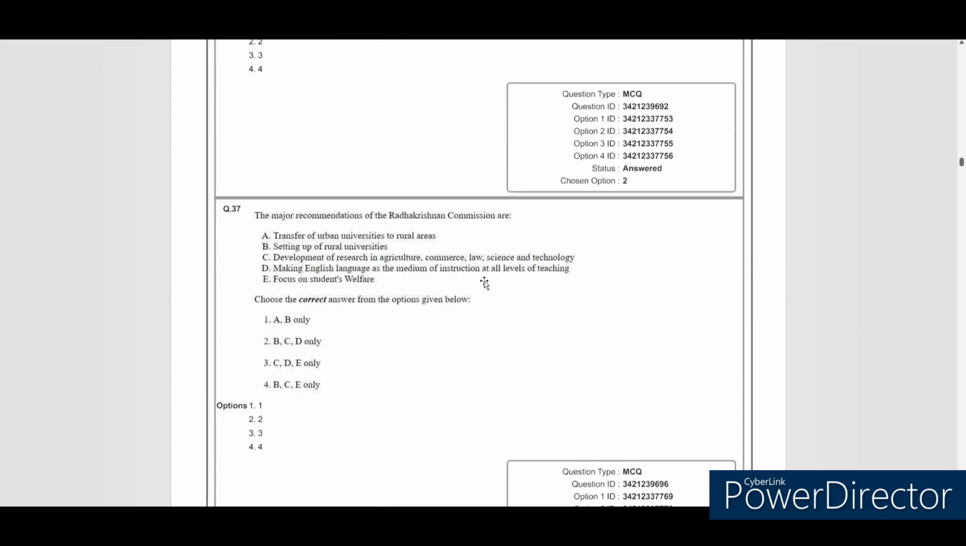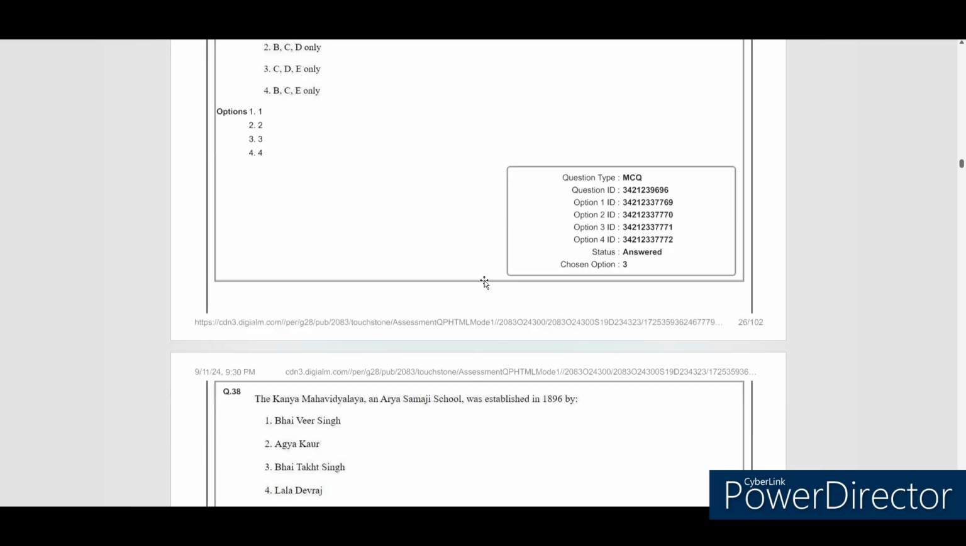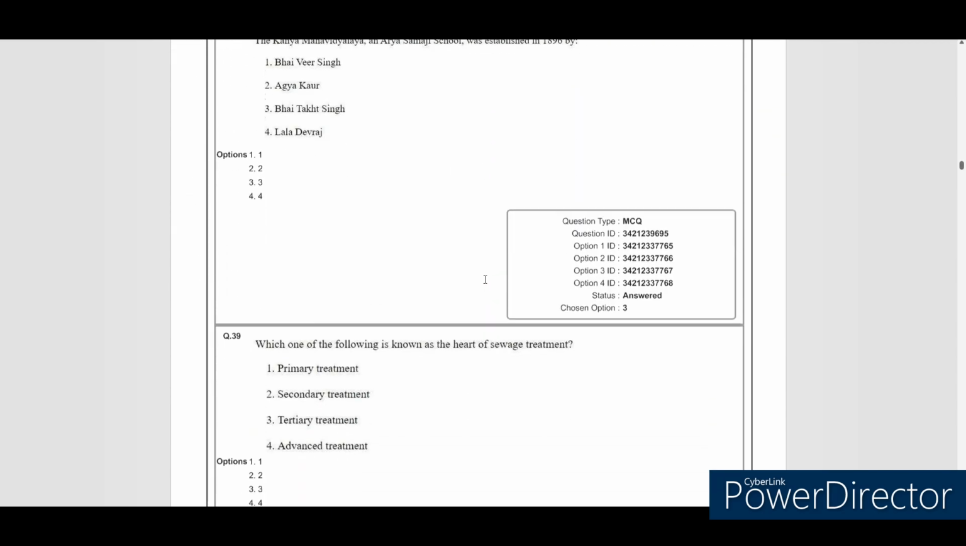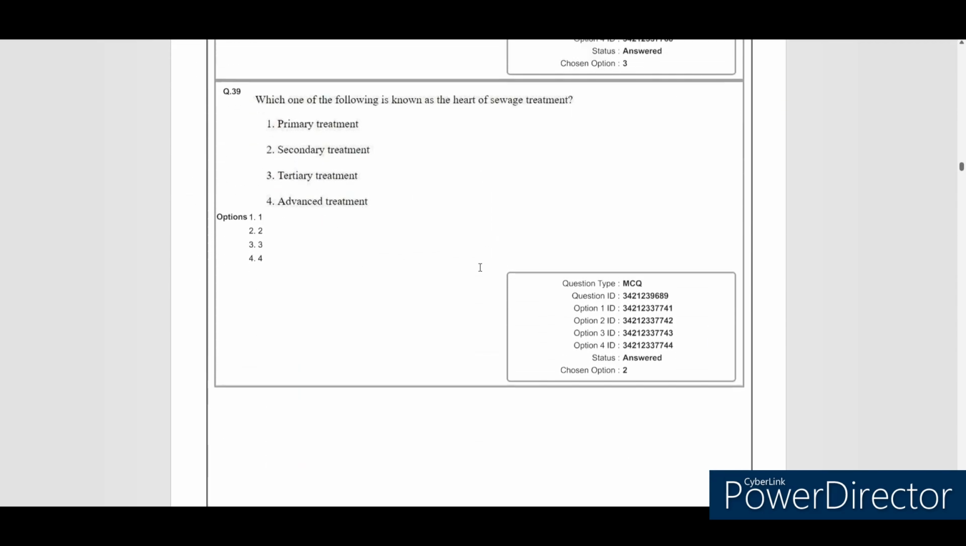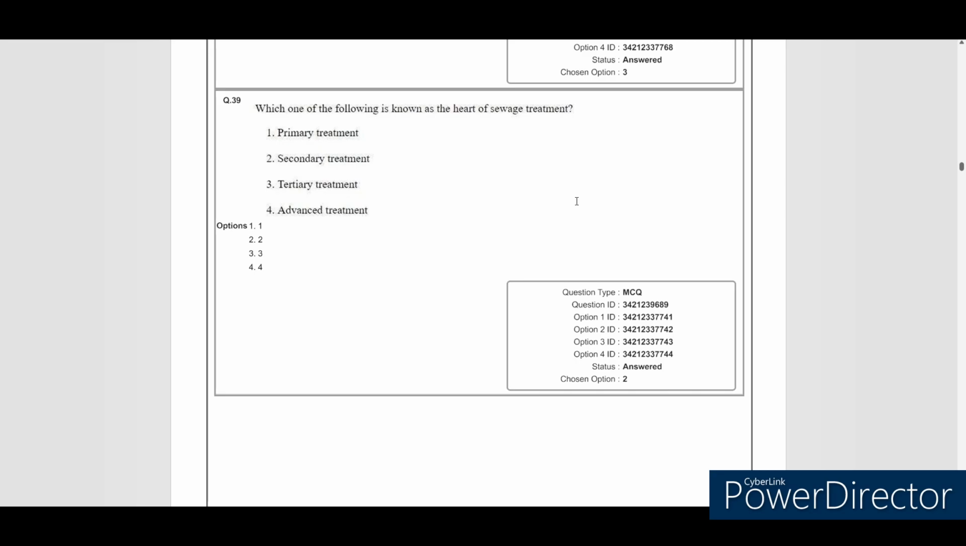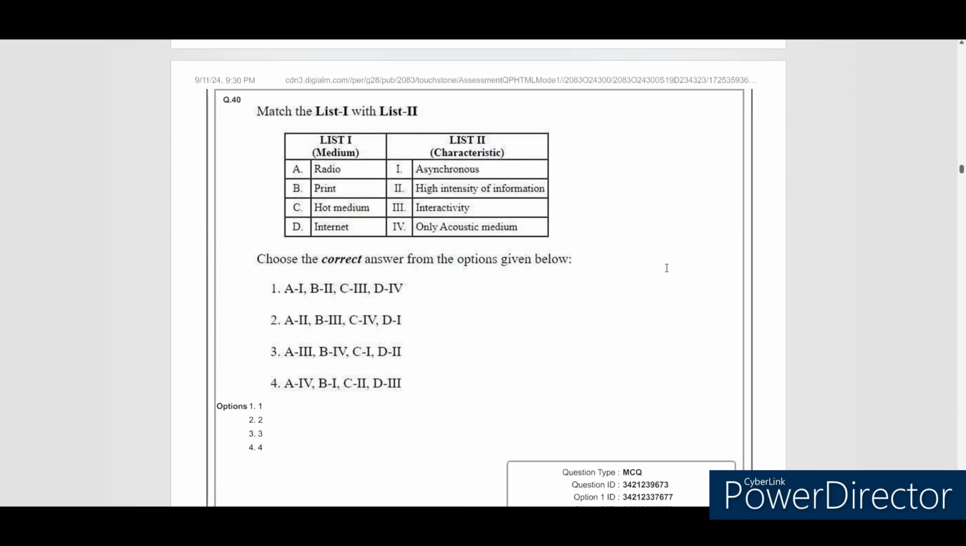Now coming to question number 36, I will skip it for the time being. Again question number 37, I will skip it, and 38 also I will skip it. And coming to 39, which is a very direct question: which of the following is known as the heart of sewage treatment? That is secondary treatment. Okay, a very straightforward question.